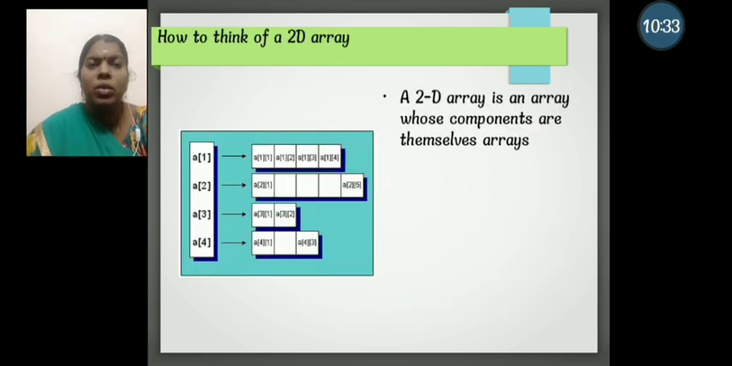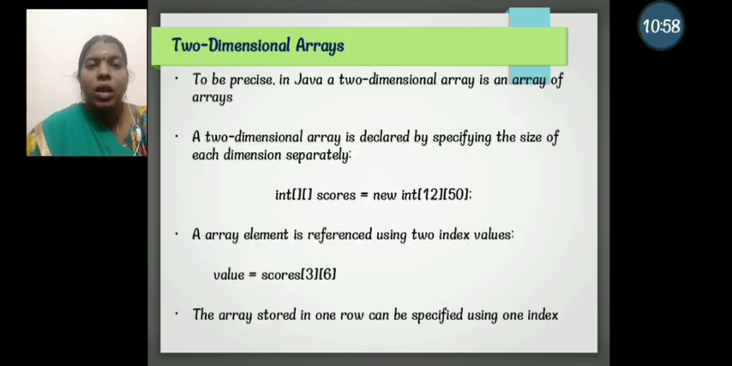And you can also think of it like this: a 2D array is an array whose components are themselves arrays. Usually for each memory location in a one-dimensional array you store a value, whereas in a two-dimensional array each memory location is again an array, composed of some array elements. So to be precise, in Java, a two-dimensional array is an array of arrays.